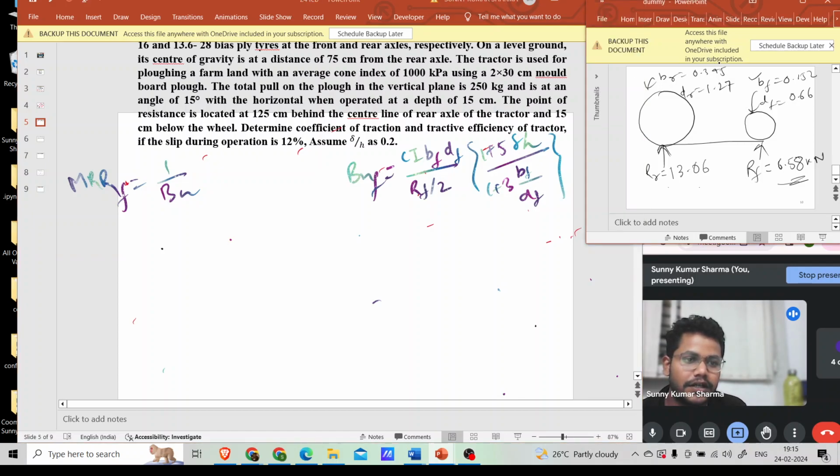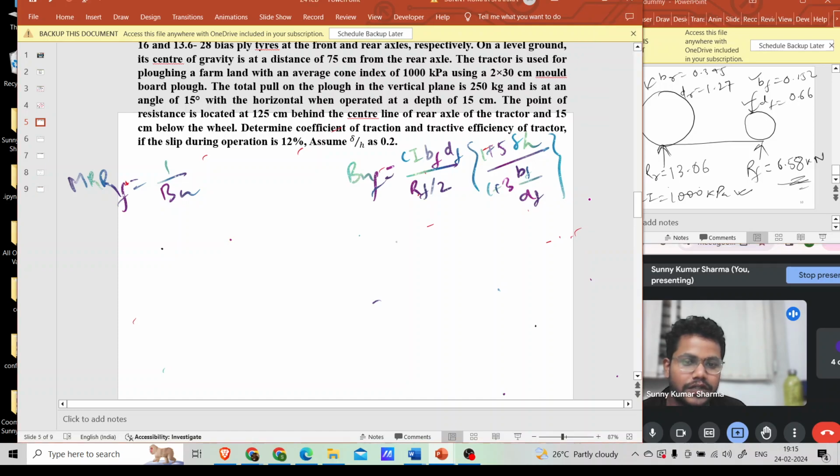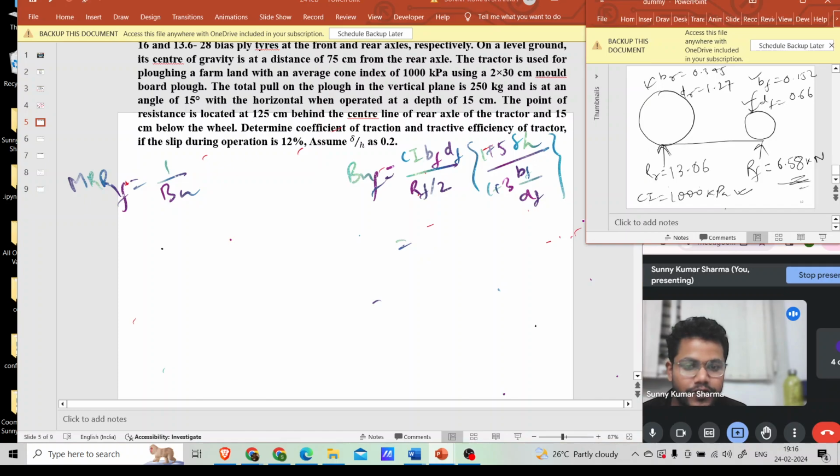DF is given here, RF is given here. And CI is 1000, I think. Yes, it is 1000 kilopascal. This is already in kilonewton. You just put all the values here, and you will get the mobility number for front wheel.